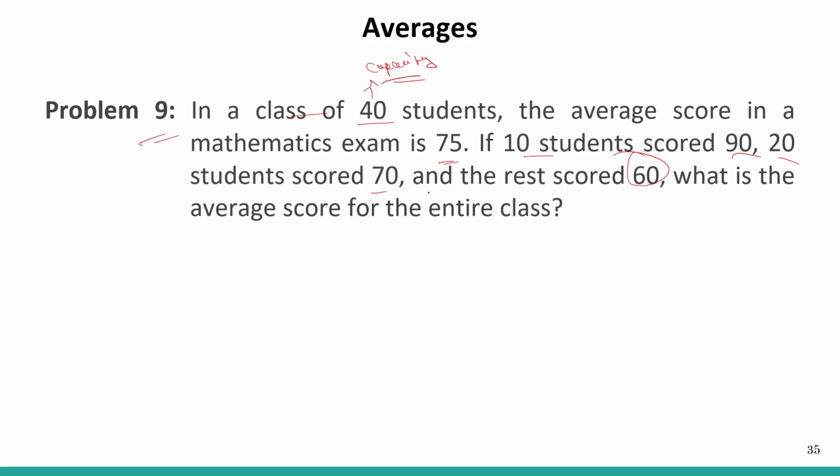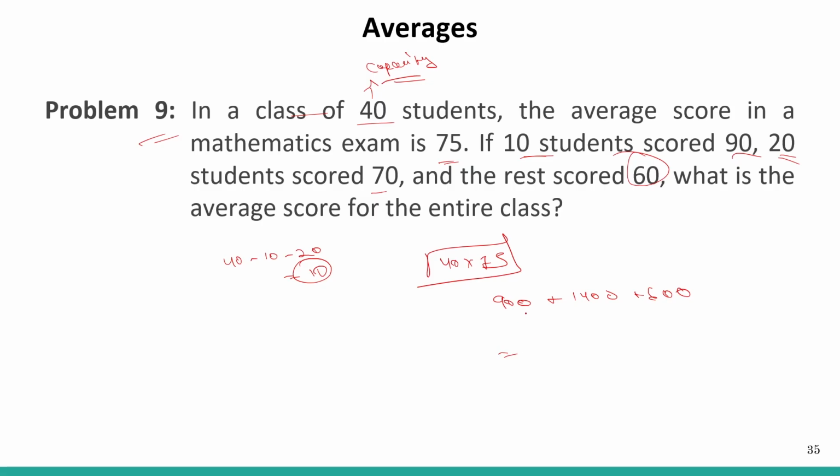Okay, so the average score in mathematics is 75. So 40 into 75 is the whole cumulative amount. If 10 students scored 90, that is 10 into 90, so 900, plus 20 students scored 70, so it will be 1400, right? And the rest scored 60. Since we have 10 students and 20 students here, the rest is 40 minus 10 minus 20, which is 10 remaining, so they scored 60, so plus 600, right?